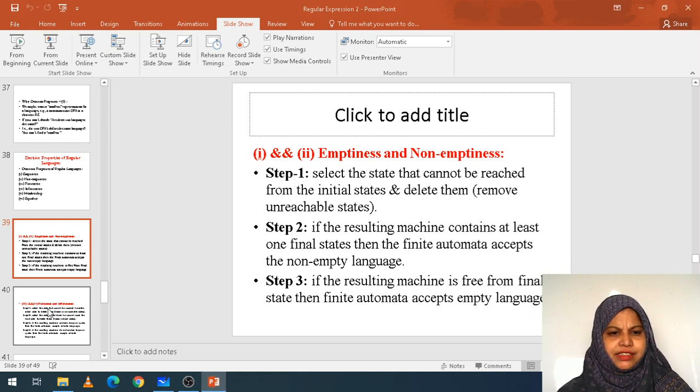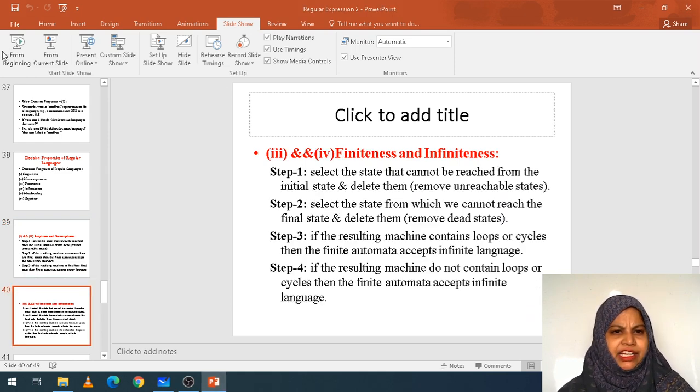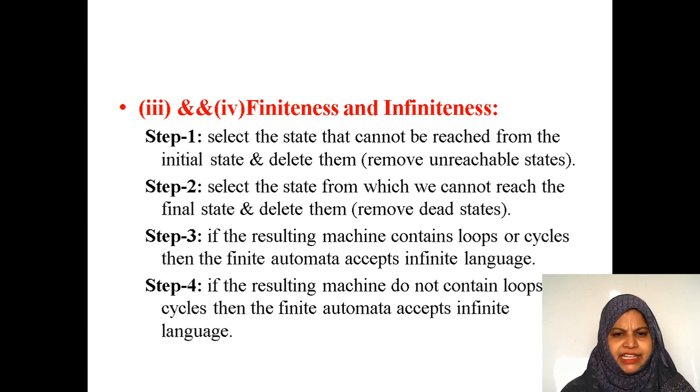The next property is finiteness and infiniteness. Whether a regular language is finite or infinite is decided by using this property. Here, first we have to select the states that can't be reached from the initial state, and then we have to delete such states. These unreachable states we have to delete, right.